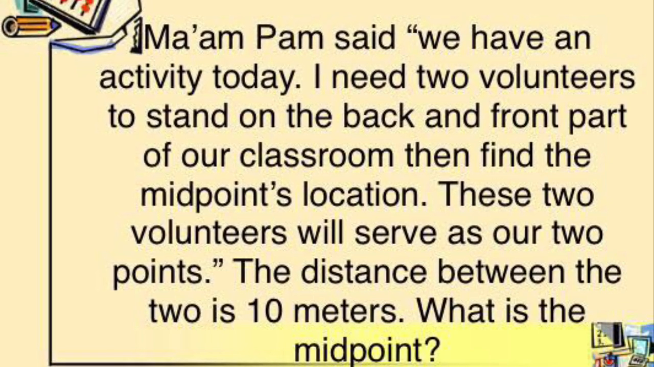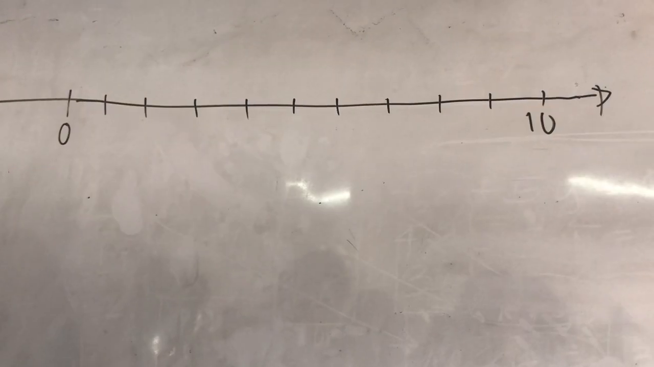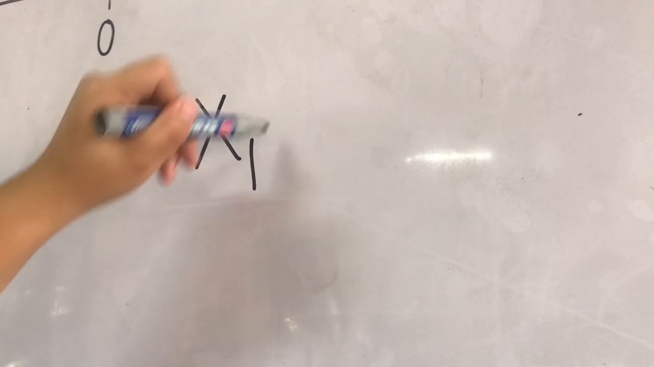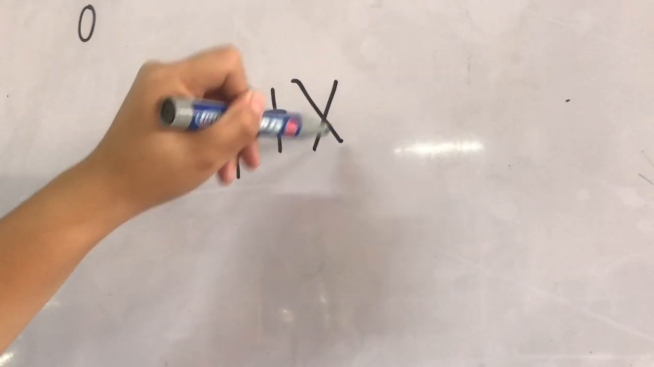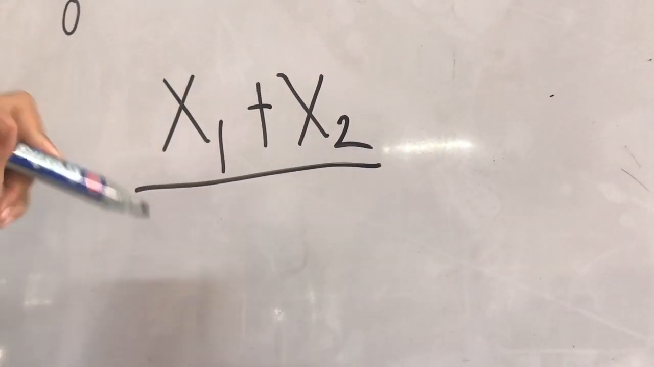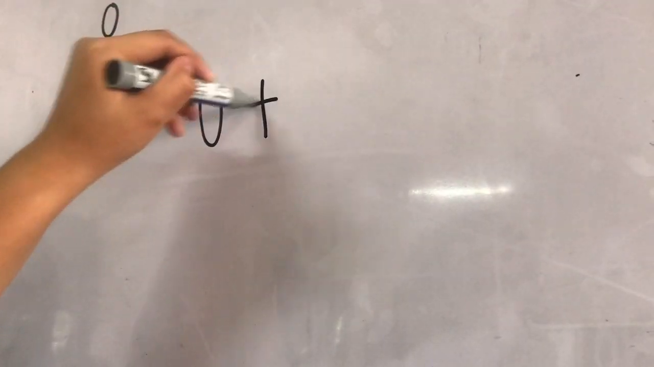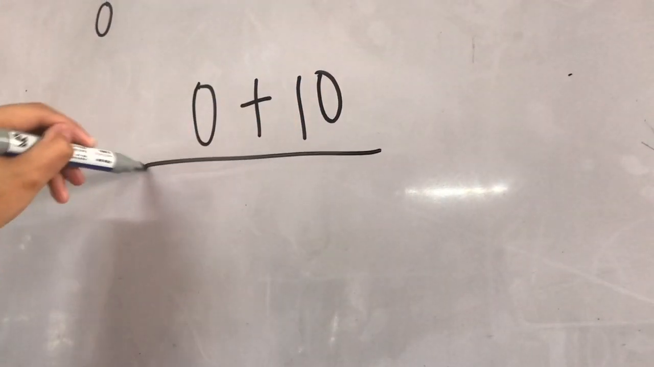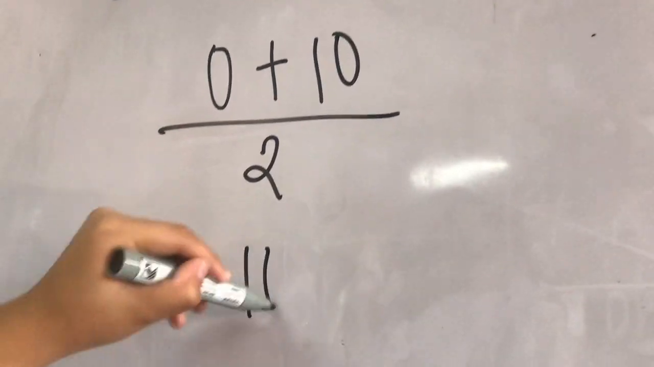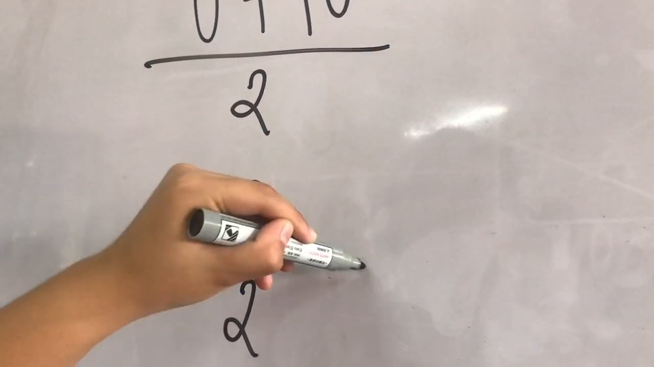What is the midpoint? This is a very simple task. You can use this formula x sub 1 plus x sub 2 over 2. You add up the 2 points given then divide them into 2. Easy, don't you think? But in our case, you already have 10 as your distance. So you only have to divide 10 to 2 and the answer is 5.